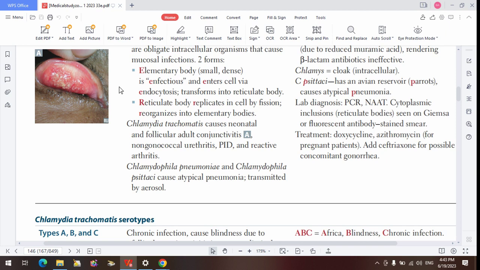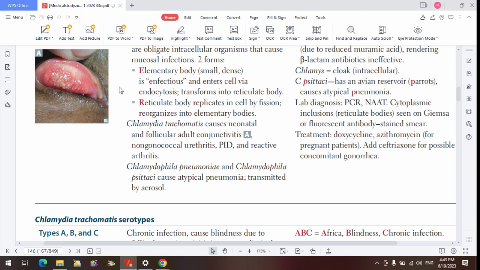Another way is by using unwashed towels. So I use the towel to clean my face, and the person's face has that trachoma. Another person uses it, and they get the infection. Chlamydia trachomatis. And we are already familiar with the other spectrum of disease that Chlamydia trachomatis can cause.